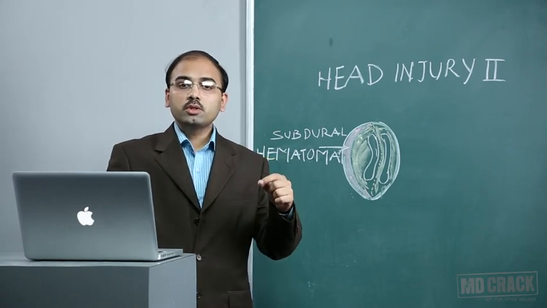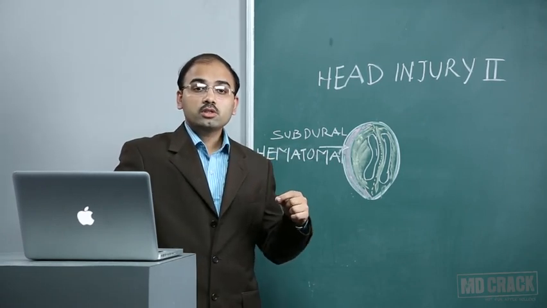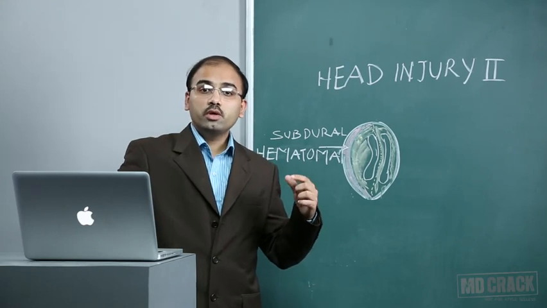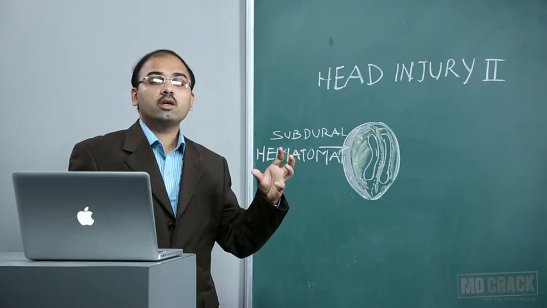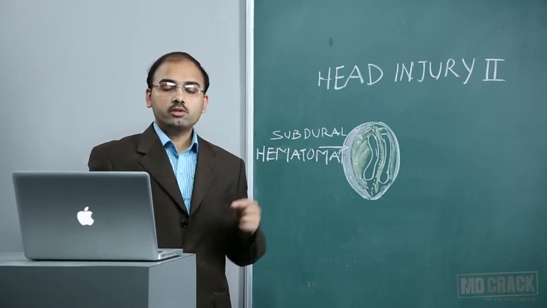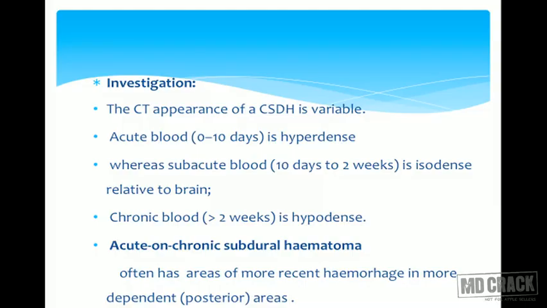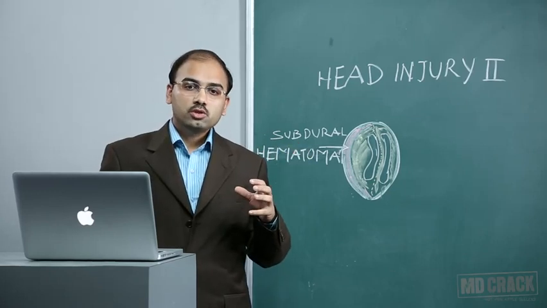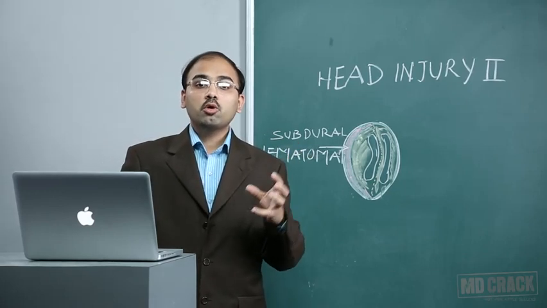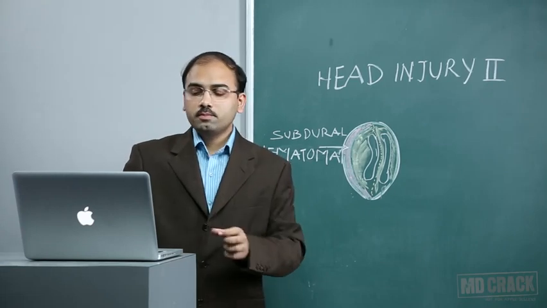So these changes should be very much important because they may decide the management. So whenever you have got hypodense lesion, so blood is more of a liquid quality and they can be drained via boreholes. Now we have got entity of acute on chronic subdural hematoma. So whenever this entity is encountered, it often has areas of more recent hemorrhage in more dependent posterior areas. So they may have variegated appearance. So in posterior areas, they have got acute collection of blood.